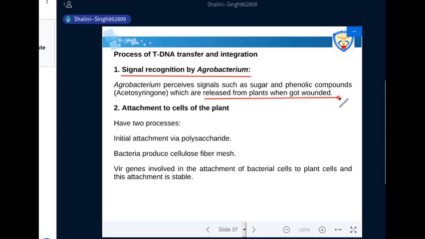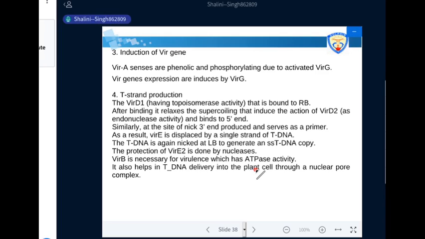Then the second step is attachment to the cells of the plant. The initial attachment happens via polysaccharides. The bacteria produce a cellulose fiber mesh, with genes involved in the attachment of bacterial cells to plant cells, and this attachment is stable due to the signal perception of acetosyringone and sucrose. The Vir genes are induced. So there is induction of Vir genes.